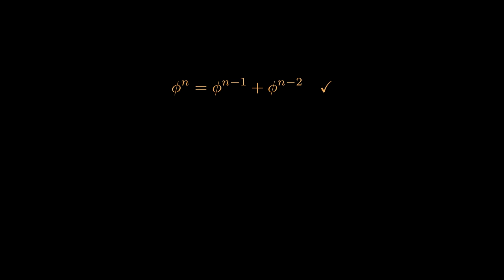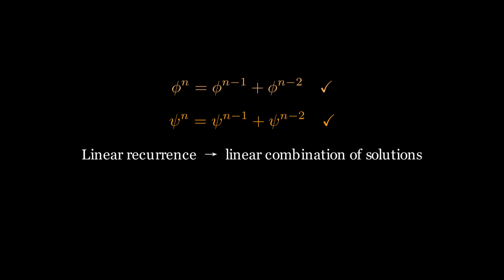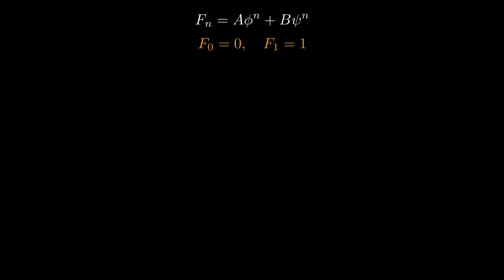Here is the key insight. Phi to the n satisfies the Fibonacci recurrence exactly. Psi to the n also satisfies it. Two independent solutions. And because the recurrence is linear, any combination of solutions is also a solution. So the general solution is F of n equals a times phi to the n, plus b times psi to the n. Now we pin a and b using the two starting values.